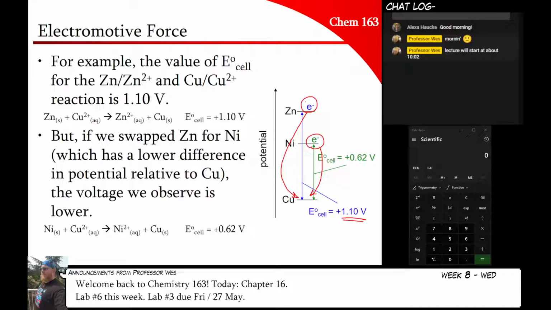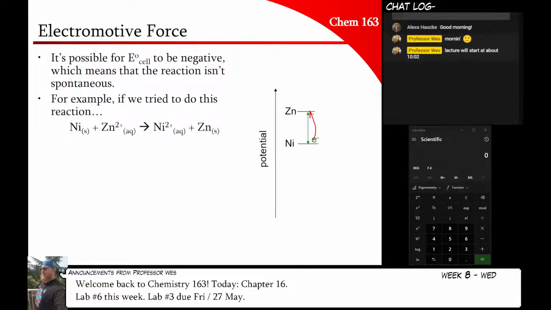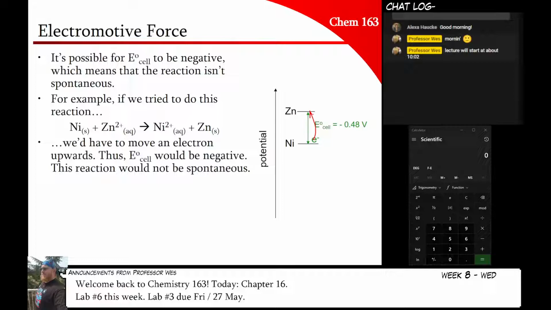Now, what if I wanted to go in the other direction? If I was going to push an electron from, say, nickel to zinc here, like if my electron started here and I wanted to move it up there, I'll just hit this button to show that. That would require me to put energy in there. And so the E cell that I would get for this reaction would actually be a negative number.